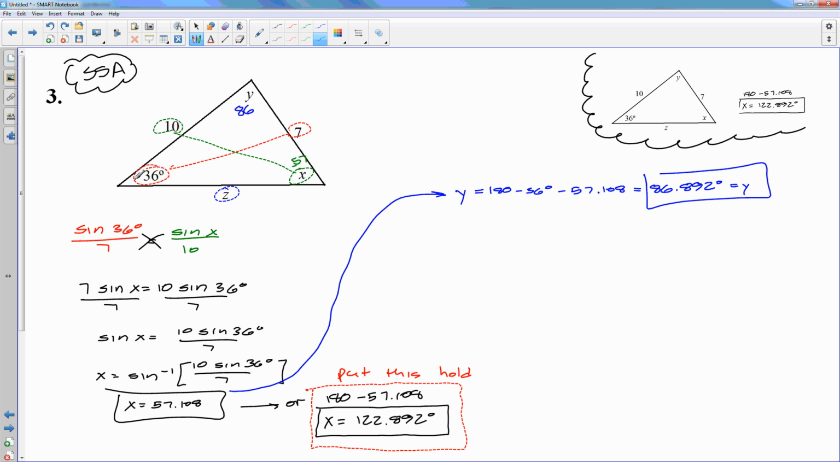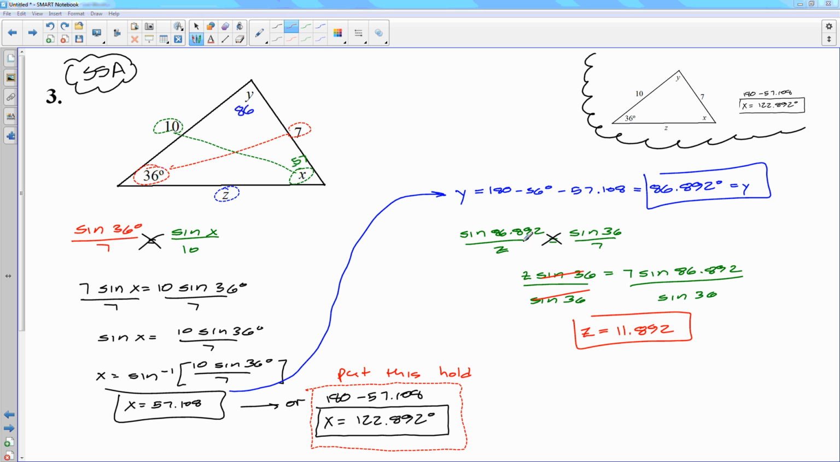I'm going to pause and set up for z with the law of sines. There we go. So I set up the law of sines, cross multiplied and solved for z, and I got 11.892. And 11.892 makes sense because that's my largest side. My smallest angle was 36, and my smallest side was 7. So everything matches up with this triangle.